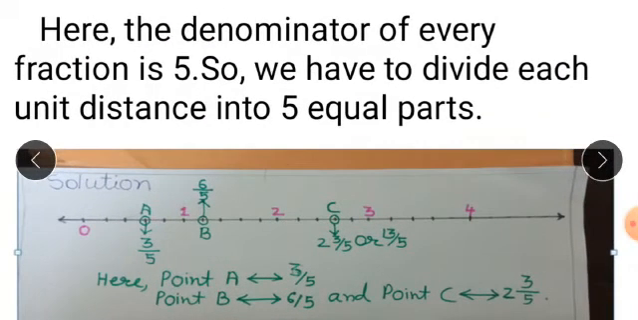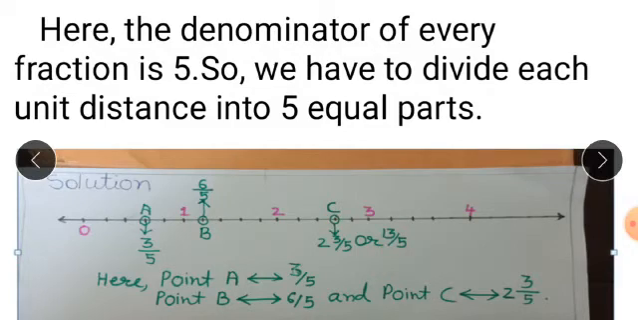I have drawn a number line. I have taken the numbers 0, 1, 2, 3 and 4. I have divided each unit distance into 5 equal parts, and therefore the first fraction is represented by point A. It is 3 upon 5. The second fraction, that is 6 upon 5, is represented by point B, and the third fraction, that is 2 integer 3 upon 5, or we can say 13 upon 5, is represented by point C.